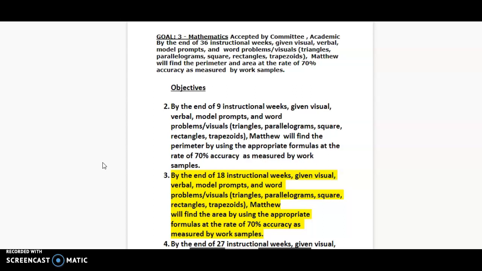Today we'll work on IEP goals number 3 and number 4. Mathematics. Objectives. Number 3.